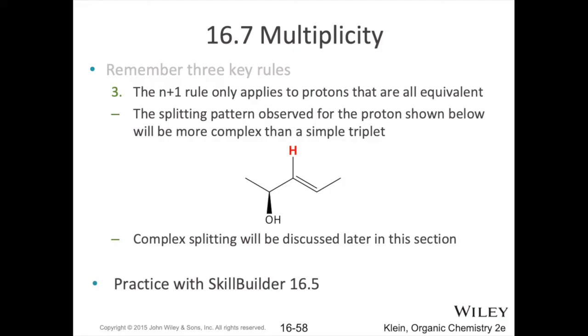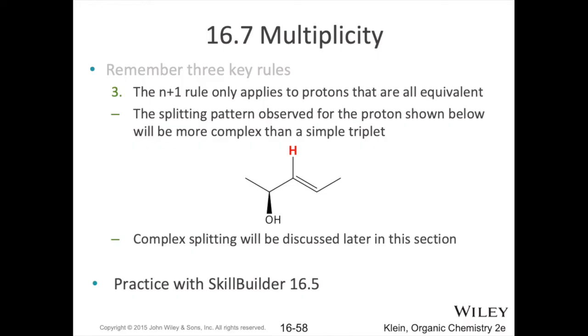All right, now the n+1 rule, again, it applies to protons that are equivalent. It is possible to have different types of protons splitting your signal. Then instead of seeing just a regular splitting pattern, like a doublet or a triplet or whatever, you wind up getting overlapping splitting patterns. You start getting things like doublets of triplets, or doublets of doublets, and so on. You have splitting patterns within splitting patterns. We're going to talk about that in a little bit.